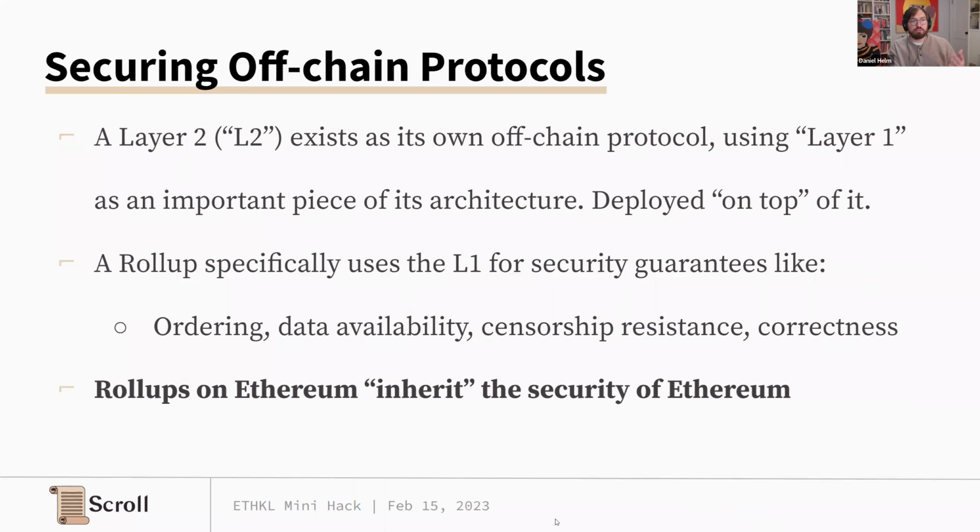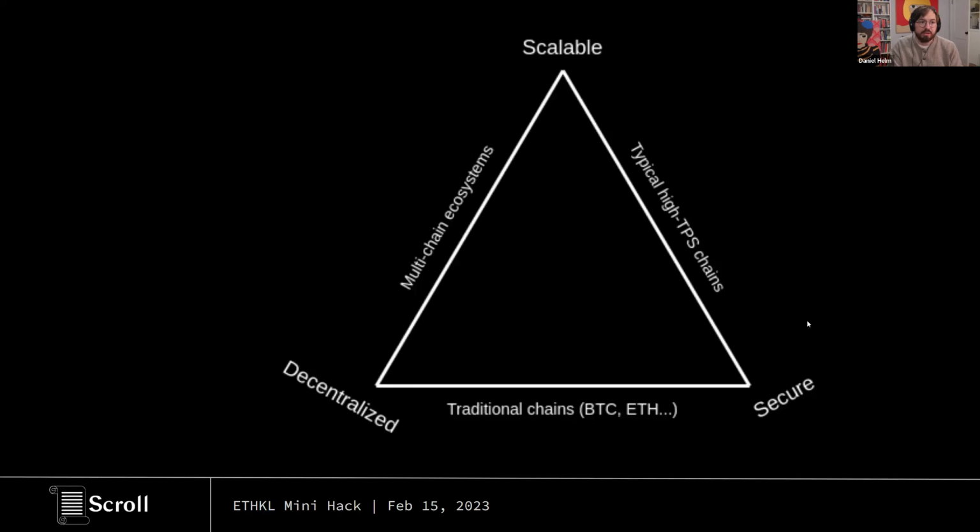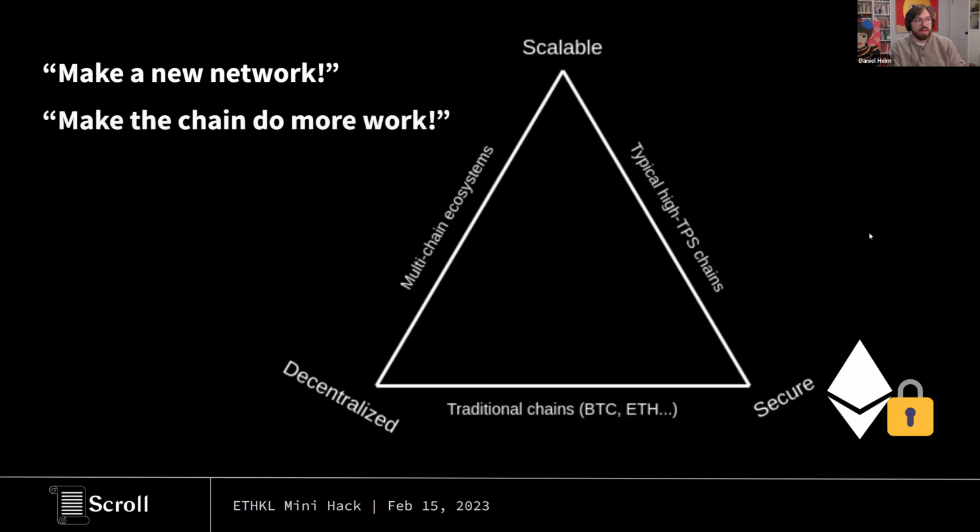And so the language that gets used for this is that a rollup on Ethereum inherits the security of Ethereum. Ethereum allows rollups to just lock down the security piece because Ethereum's got it locked down, so that it can focus on the scalability things. So again, back to our fun trilemma issue here, we've got Ethereum locking down our secure angle so that now the solutions of make a new network or make the chain do more work start to make more sense, right? Because we've got the security locked down and we can move towards scalability here.